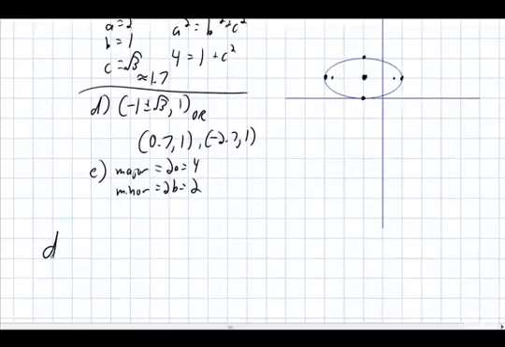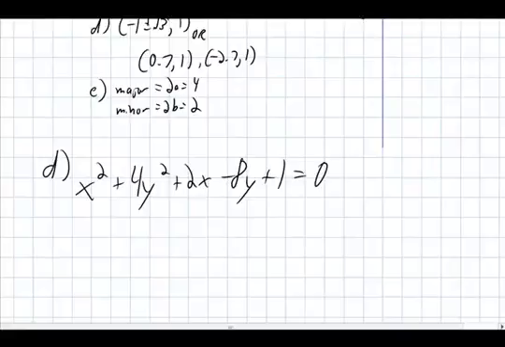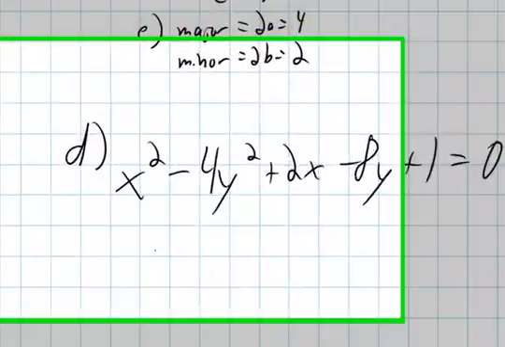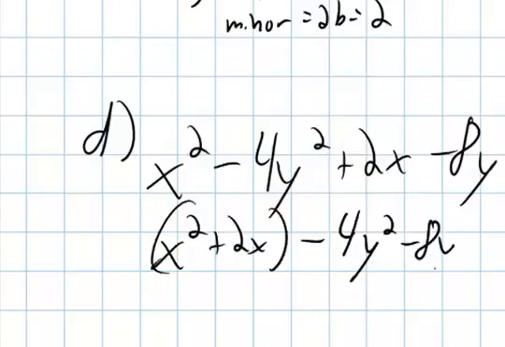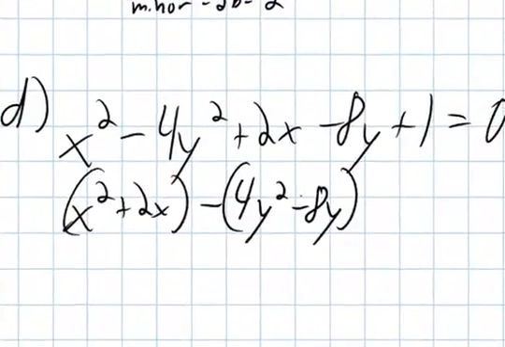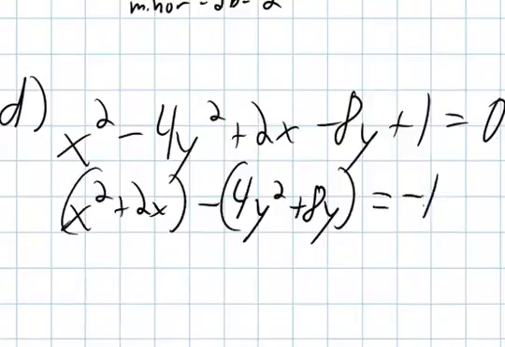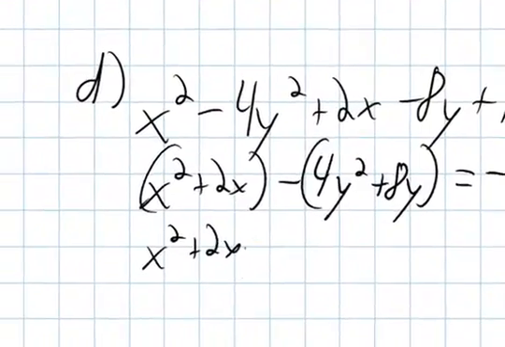The last one actually changes b to be a negative 4. Let's walk through this whole thing just one more time. It never hurts to practice completing the square. Minus 4y squared minus 8y. Group those and change that sign. Equals negative 1. X squared plus 2x plus a box.